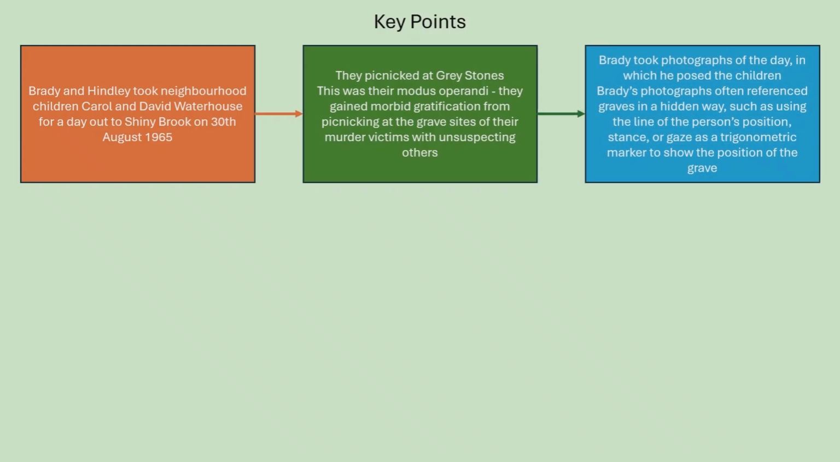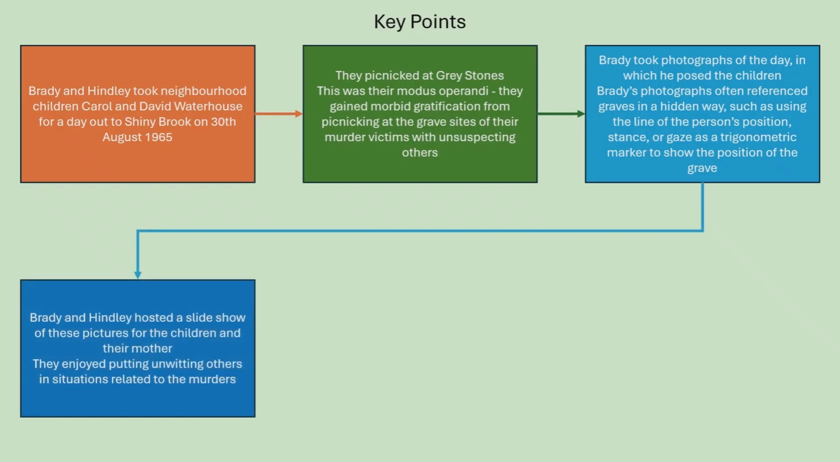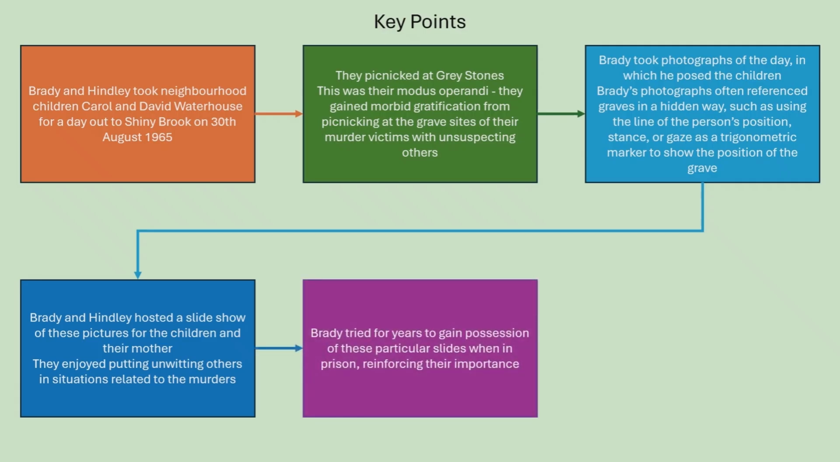Brady's photographs often reference the graves in a hidden way, such as using the line of the person's position, stance, or gaze as a trigonometric marker to show the position of the grave. Brady and Hindley hosted a slideshow of these pictures for the children and their mother. They enjoyed putting unwitting others in situations related to the murders. Brady tried for years to gain possession of these particular slides when in prison, reinforcing their importance.